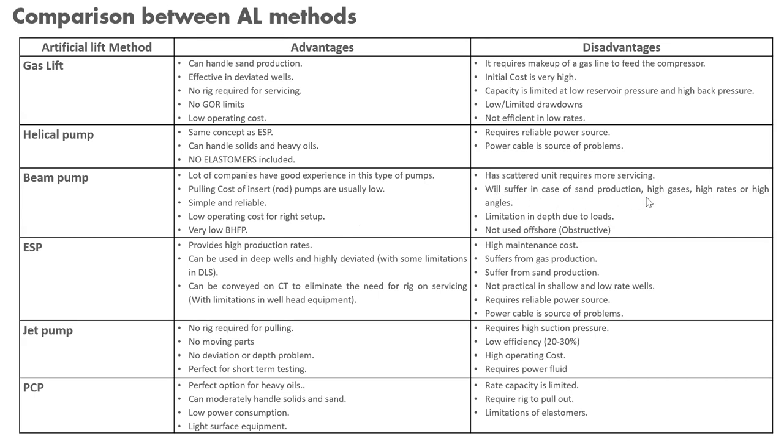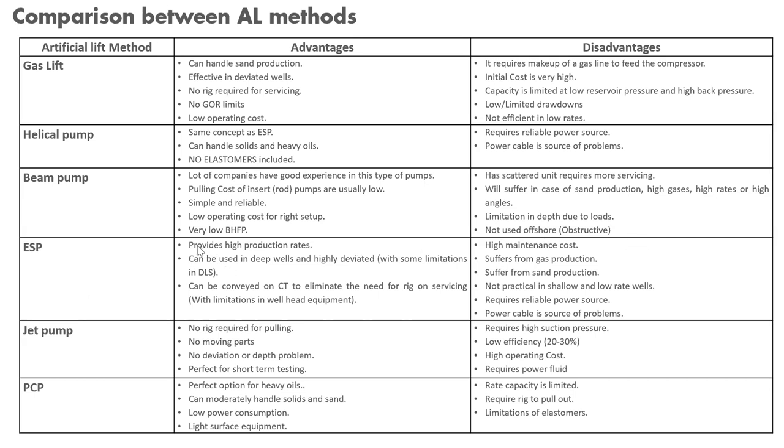It will suffer in case of sand production, because if solids enter between the plunger and the barrel, or between the rod and the tubing, it will lead to high friction, erosion, and maybe stuck. So it will suffer in case of sand production, gas production, high rates, or high angles. It is a very robust artificial lift system in case of low rate, no sand, no gas. There is also a limitation in depth because of the loads on the surface unit and on the rods, and it is not used offshore because of its large footprint.